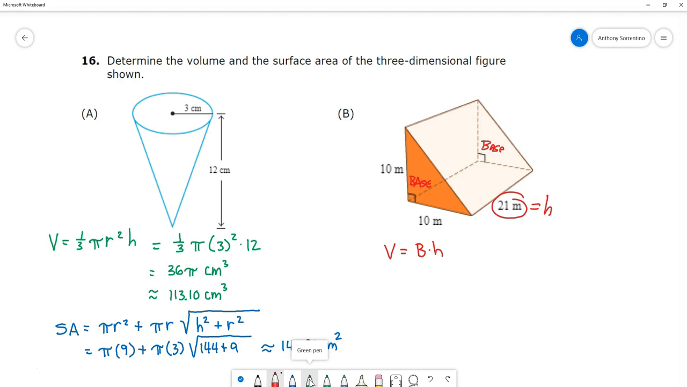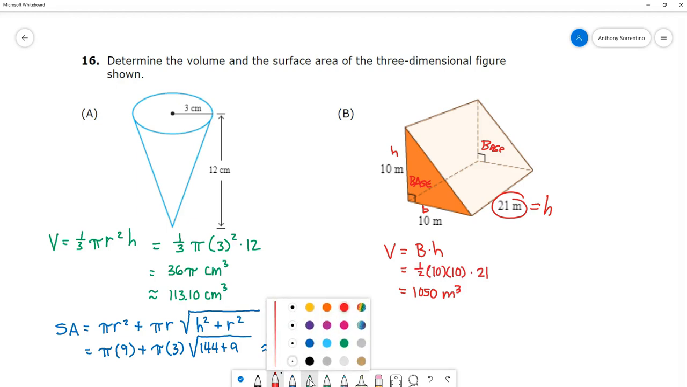Now the area of the base, it's a right triangle, so this could be a base and height pair for the triangle. So 1/2 the base times the height, so 1/2 times 10 times 10 would be the area of the base, times the height, which would be 21. And if I work that out, it comes out to be 1050. And since we're dealing with meters up here, this should be in cubic meters.